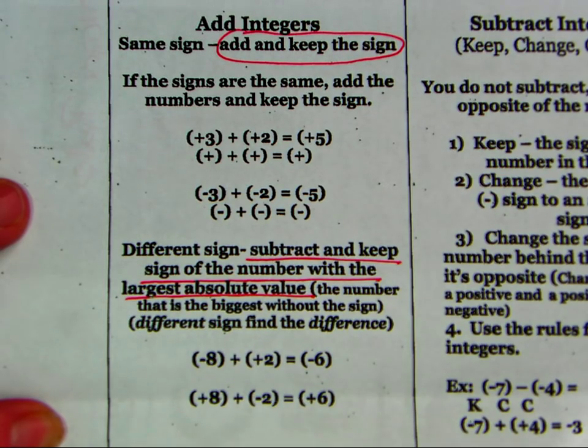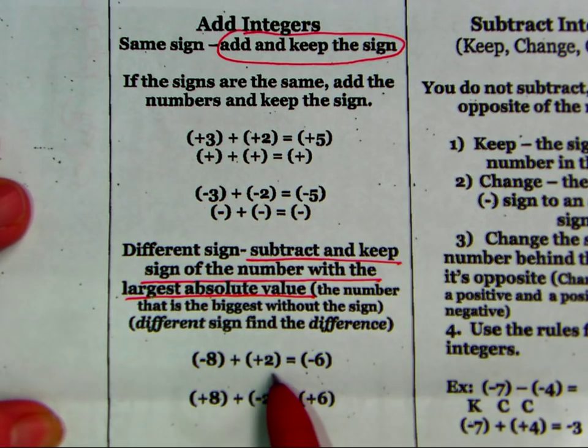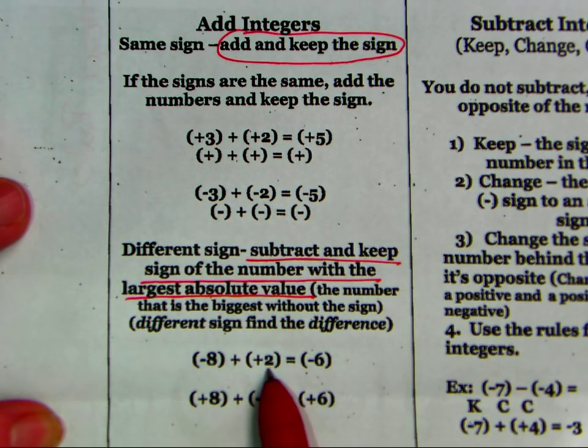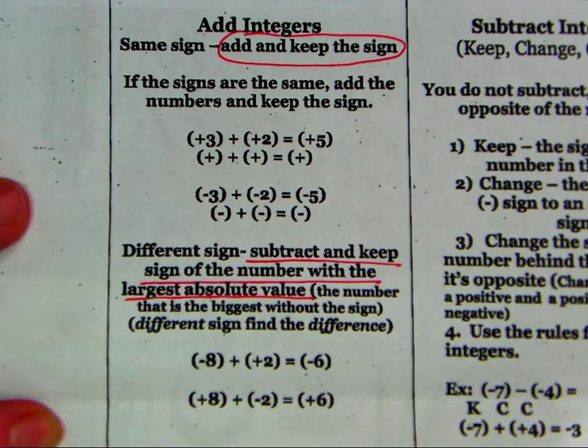Christian? -8. It's 8 spots from 0, whereas this is only 2 spots, right? So you're going to take the -8 and subtract 2 from it. Well, what would 8 minus 2 be? 6, right? So we know that the answer is going to be 6, but is it going to be positive or negative? Well, Christian already told us that the 8 had the larger absolute value, and it was a negative. So our answer has to be a negative, right?